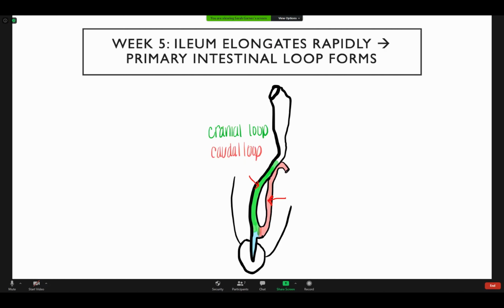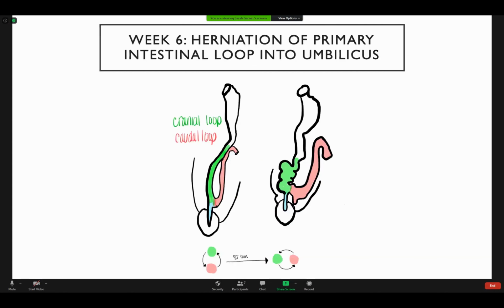And so the reasoning for this is you're elongating this ileum very rapidly. It's growing very quickly, and there's really nowhere for it to go. So you have other organs in there. You have the liver, you have the stomach. Those are all developing rapidly as well. And so there's not really any room in the abdominal cavity for this to stick around. And so it's going to be pushed out or herniated into the umbilicus, which is exactly what's happening here. So it's being pushed out.